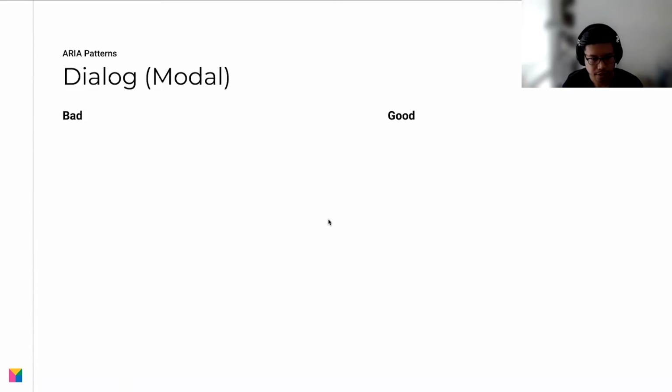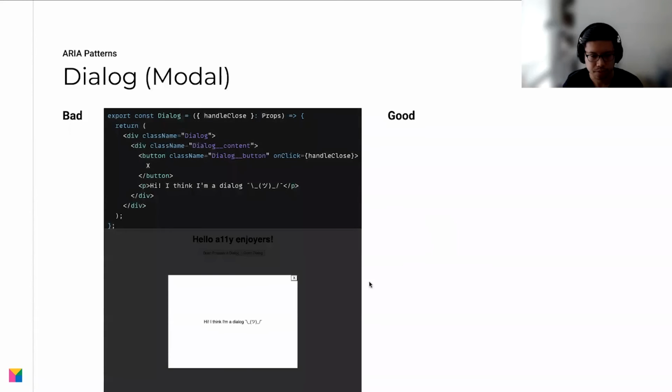So, to me, this is a dialogue. Here's the code that rendered it. Essentially, it's a div and another div that contains the white box, and then a close button, and then some content in it. Right? Visually, this to me looks like a dialogue. This is completely a dialogue. However, to screen readers, they don't know this is a dialogue.